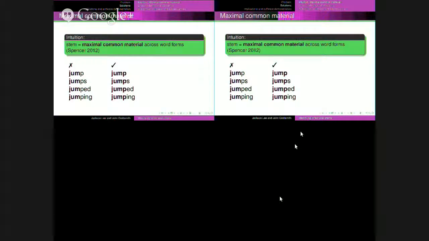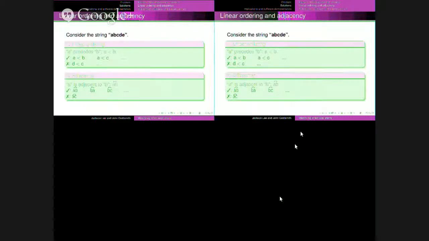But then today I'm gonna say we shouldn't be happy with this idea. I mean, it's good, but we shouldn't be happy, because we can still push it further to formally specify what exactly we mean by maximal common material of a paradigm. So before I get into the various ways of understanding this, I'd like to bring in two concepts when we try to talk about strings. The two concepts are linear ordering and adjacency.